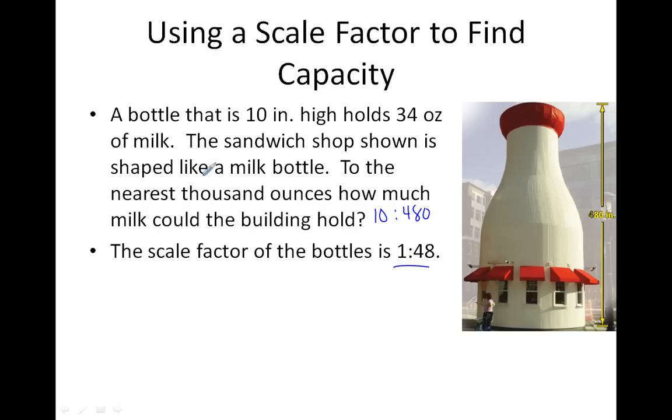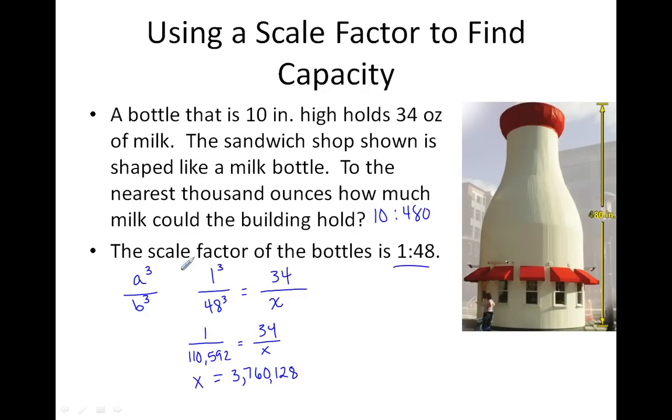Now, if we're looking at quantity or how much capacity it holds, what we're looking at is actually volume. So we need A cubed and B cubed. Well, A cubed is going to be 1 cubed. B cubed is going to be 48 cubed. And we know that the 10-inch bottle holds 34 ounces. And we want to know how much the building holds. That's our unknown. First, I'm going to simplify this, so I get 1. And then 48 cubed, if we put that into our calculator, we get 110,592. And that's 34 over x. Cross multiply, 1 times x is x. That comes out nice and convenient. 110,592 times 34 is this number.